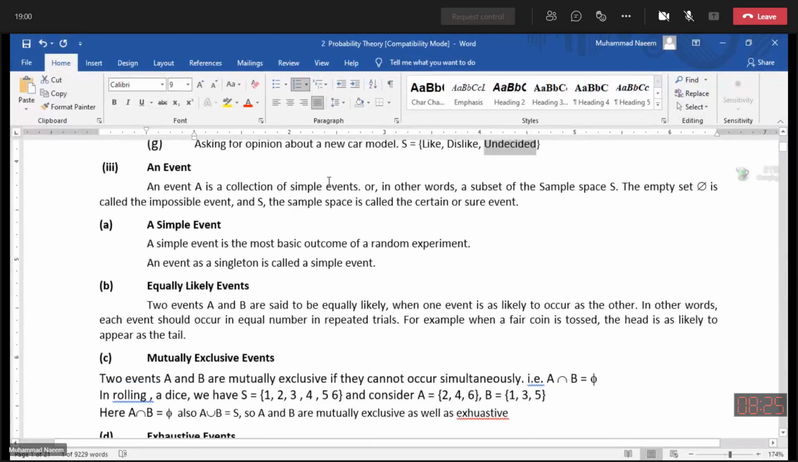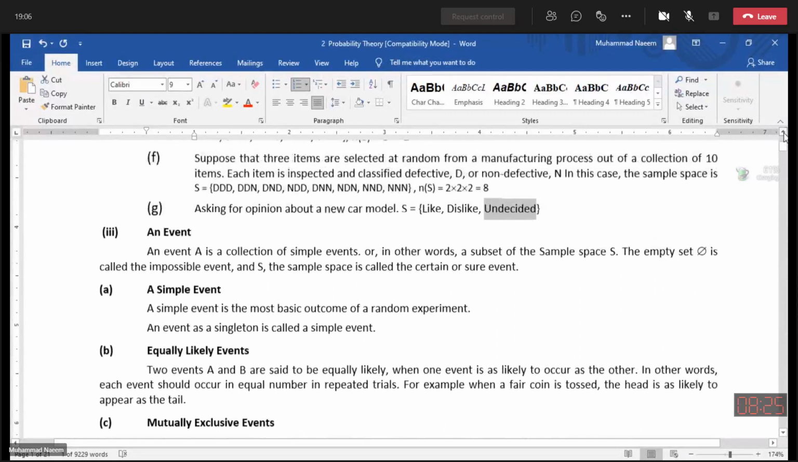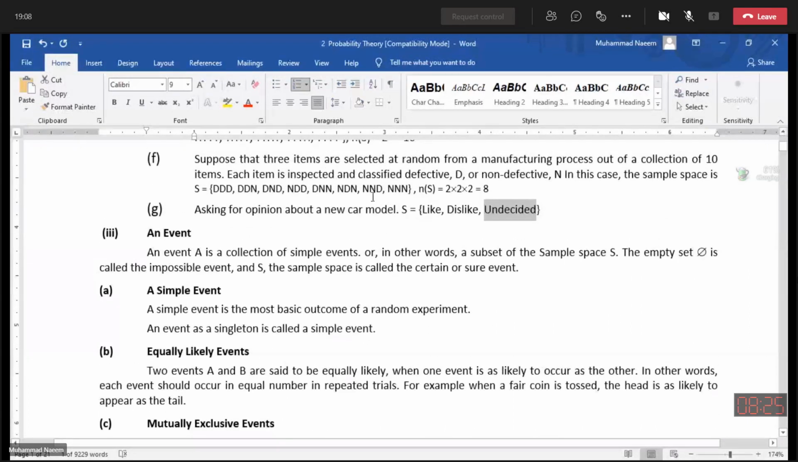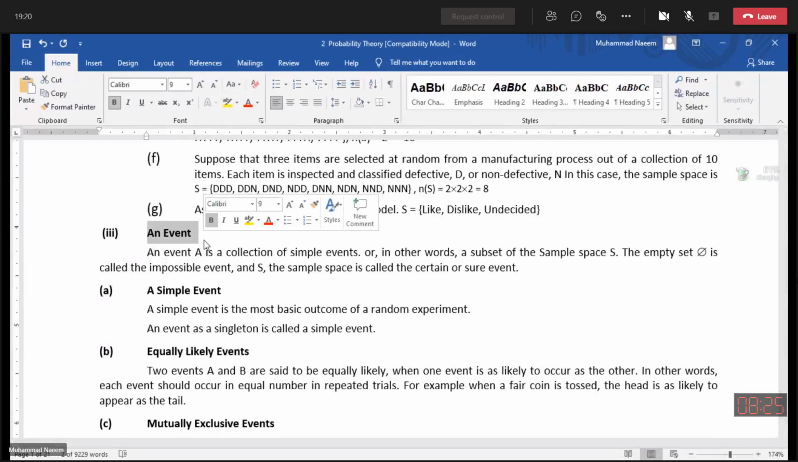Okay, this was our sample space, and as you see, all the sample spaces are sets. Each set has subsets. These subsets are called events. So an event is a subset of a sample space.